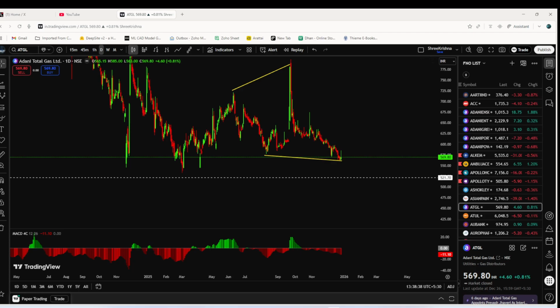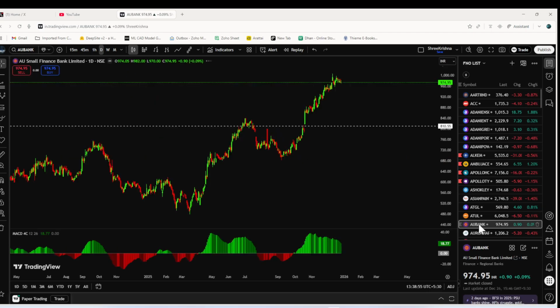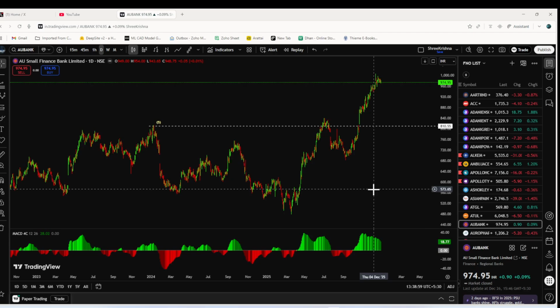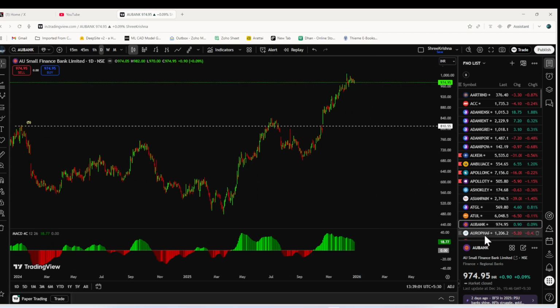ATGL, yes, we were looking for an expanding flat here and it made an expanding flat. But my friends, this is not a proper candle. So we need a close above to ensure that it is going upside. Okay. AU Bank, it is losing its momentum. You can better start trailing your stop so that you can book the money.